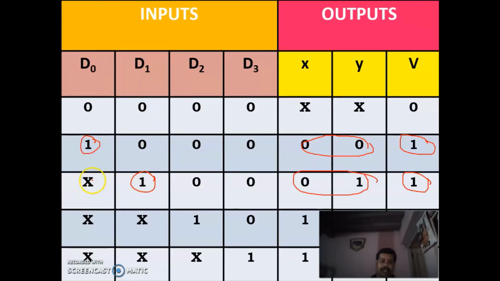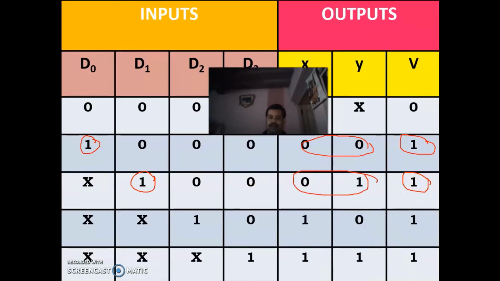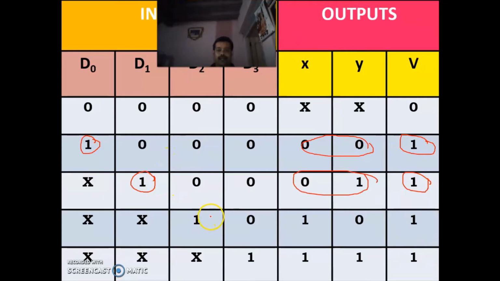And we are writing X in the place of D0. Why? Because D1 is having more priority than D0. So if D1 is 1, whatever may be the input in D0, the output will be 0, 1. And we are writing 1 in the place of V because one of the input is 1.